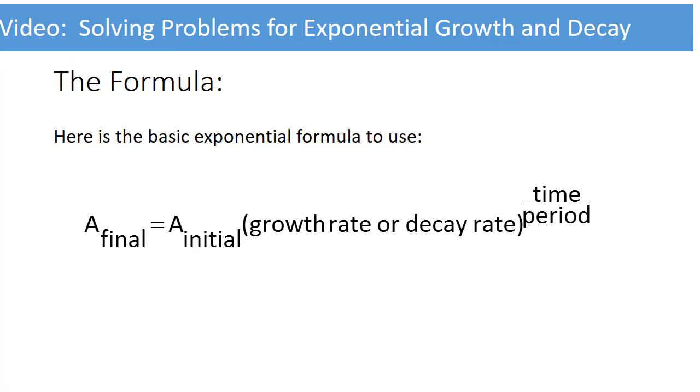The basic exponential formula looks like this. The final amount is equal to the initial amount times the growth rate or decay to the exponent time divided by period. But what does this mean?